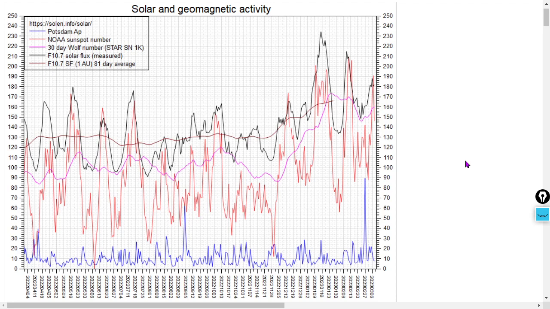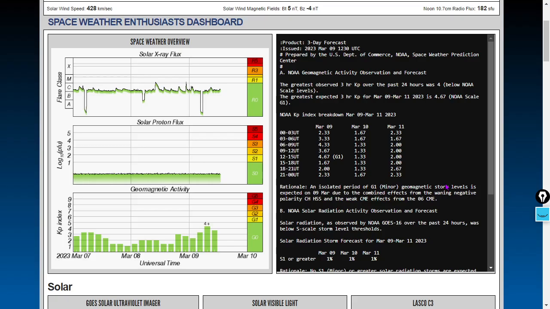So that's the current situation, and we are a long way from solar maximum. So says all of the people who know what we're talking about. So yeah, radio flux at 182 solar flux units. So there you go. Space Weather Enthusiast dashboard, the latest reading. And another one will come out this afternoon, of course. Let us know in the comments if you think the radio flux will rise, fall, or stay the same.